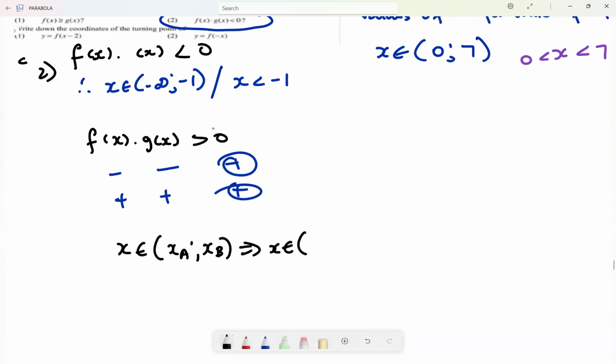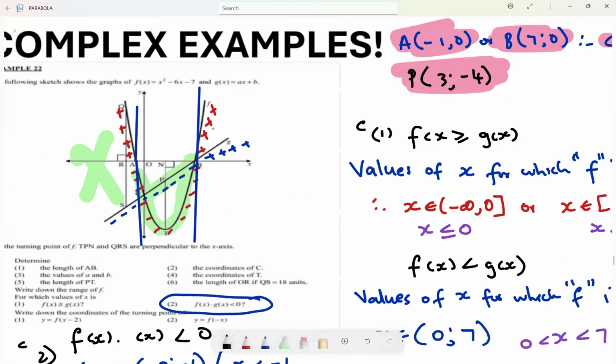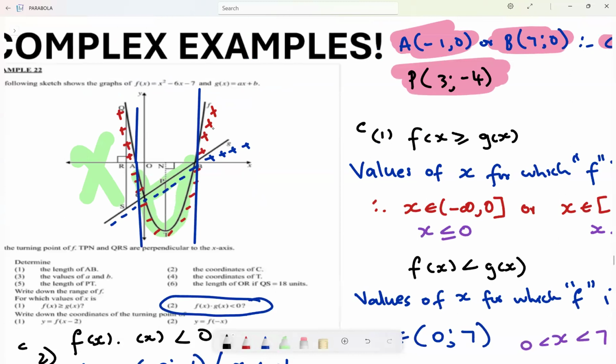x is an element of, what is the coordinate of A? It is -1. And what is the coordinate of B? It is 7. Okay. Then let's look at the other option again, that you can see. We are done with negative, negative. What is plus, plus? Plus, plus, it is where?